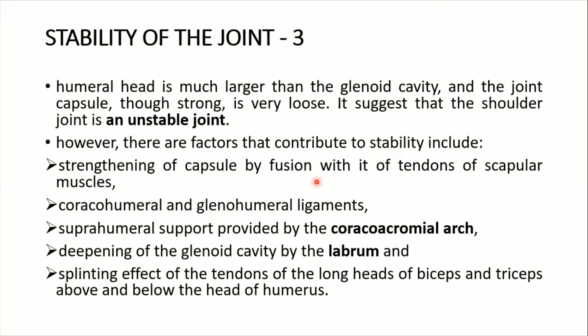strengthening of the capsule by fusion with the tendons of the scapular muscles, the coraco-humeral and glenohumeral ligaments, suprahumeral support provided by the coraco-acromial arch, deepening of the glenoid cavity by the labrum, and the splinting effect of the tendons of the long heads of the biceps and triceps above and below the head of the humerus.